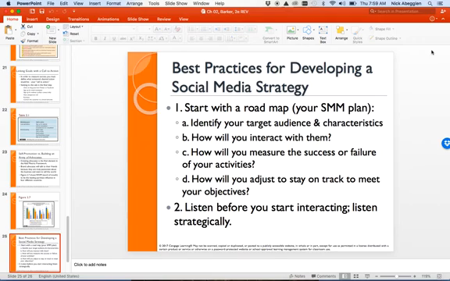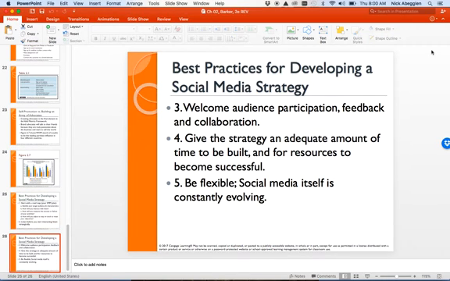Some of the best practices to summarize this chapter, starting with a roadmap. Identifying our target audience, interacting with them. How will we do it? Having contingencies in place, listening before we start interacting. Understanding ourselves, our industry, as well as our competitors. Welcoming the audience to participation and feedback, the collaboration, the content generation, giving the strategy an adequate amount of time to build. So again, this is going to be more of the patience. Understanding the content, engaging with our audience, researching, developing goals, and then being flexible.